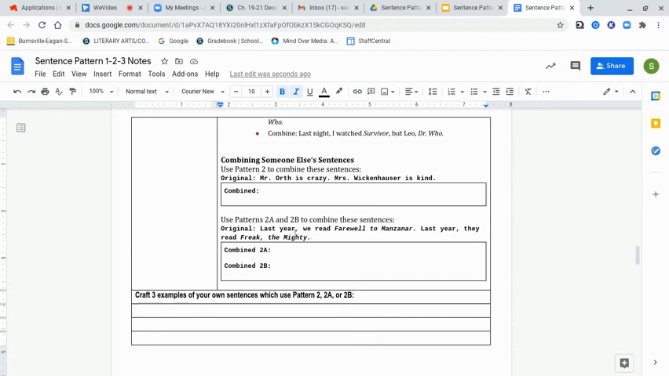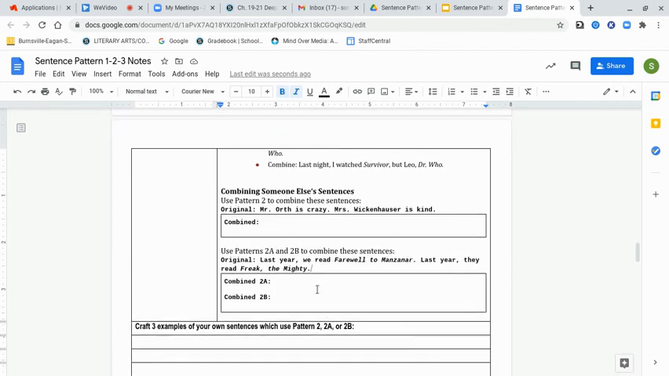So 2A and 2B. We're allowed to delete the extra sentences. And so you'll combine it once with a semicolon and once with comma fanboys. So as you're doing your three examples, you can do one of 2A, one of 2B, and one of just pattern 2. Since 2A and 2B are so similar, you don't have to do that. But I recommend doing at least one that's just pattern 2.